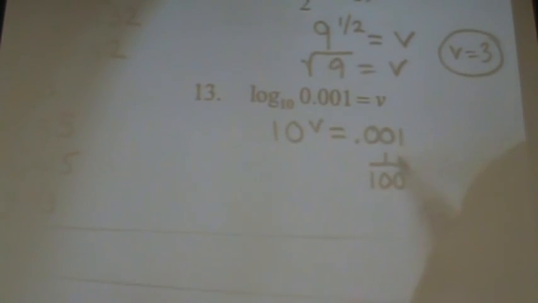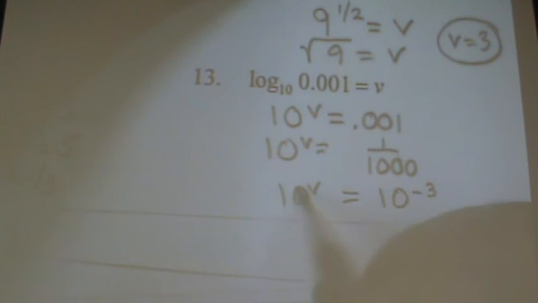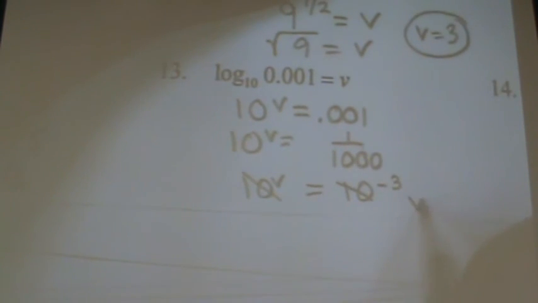That's what that is. Now, how can you bring this up here and make it in base 10? To the negative 3. 10 to the negative 3 power is really 1 over 1,000. Did that make sense? Yes. That's that 1-to-1 rule, so V is negative 3.